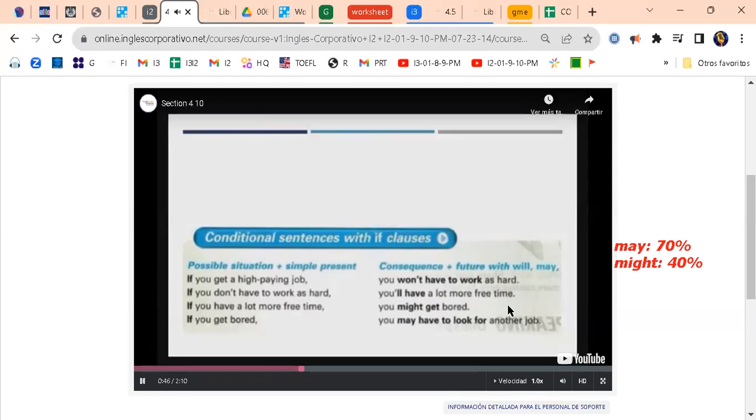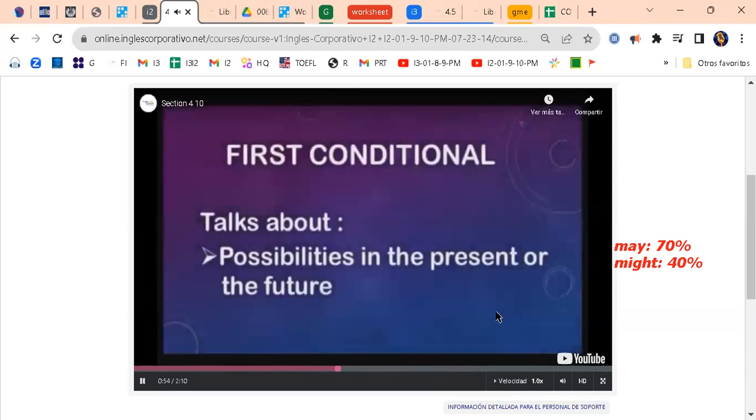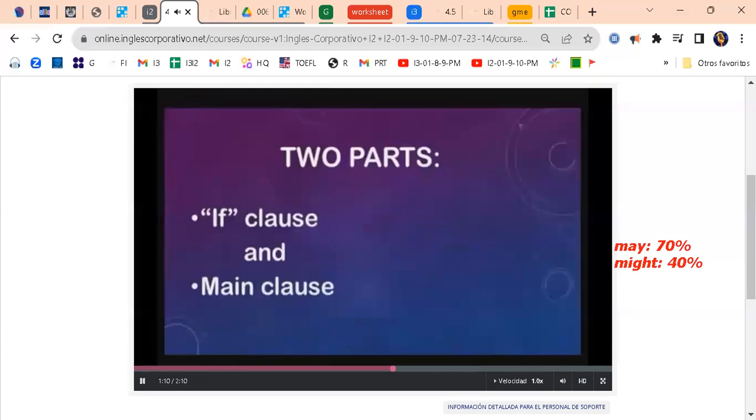Time, you might get bored. If you get bored, you may have to look for another job. The first conditional is a structure used for talking about possibilities in the present or the future. We will explain you how this conditional is formed and when it is used. When we talk about this conditional, which is called first conditional, by the way, we will divide it in two parts, if clause and main clause.